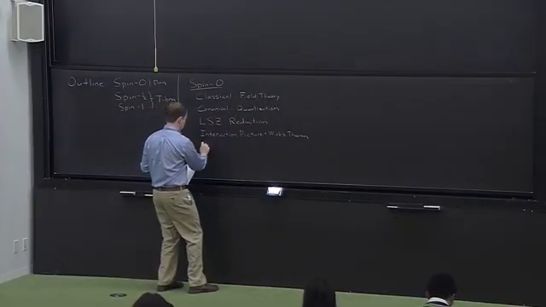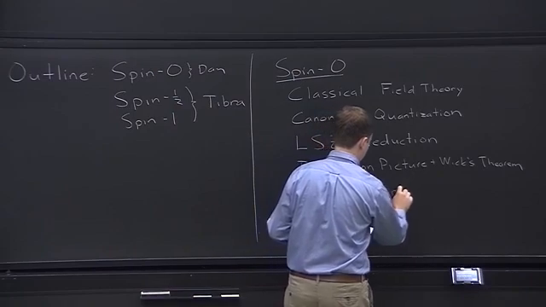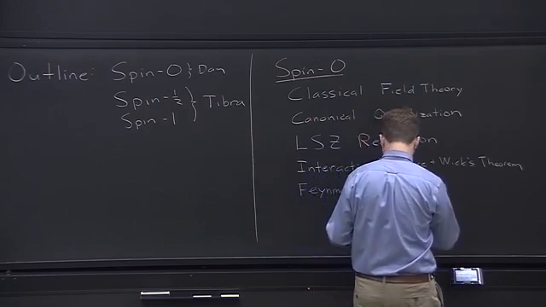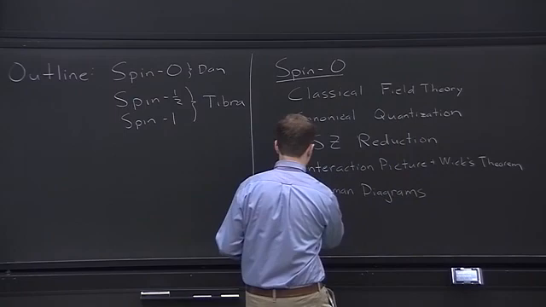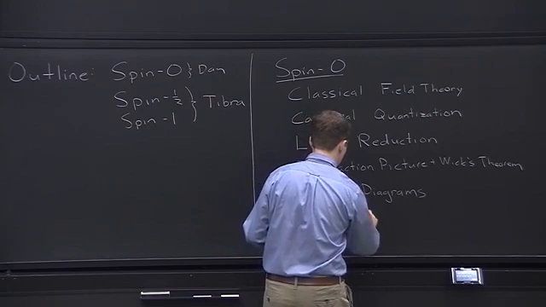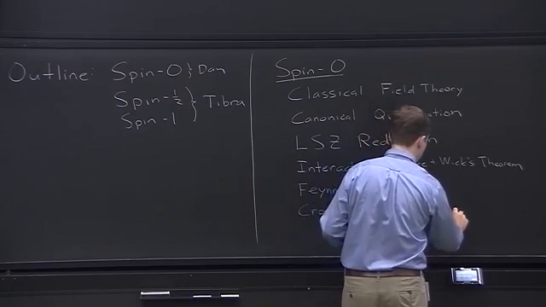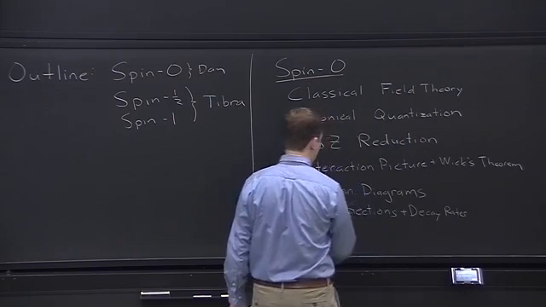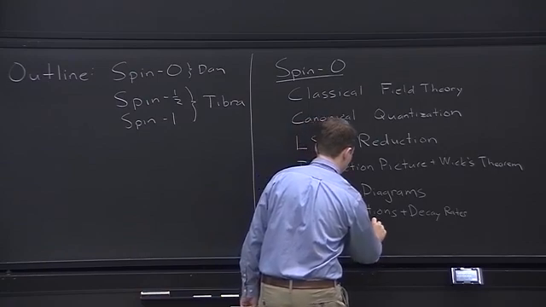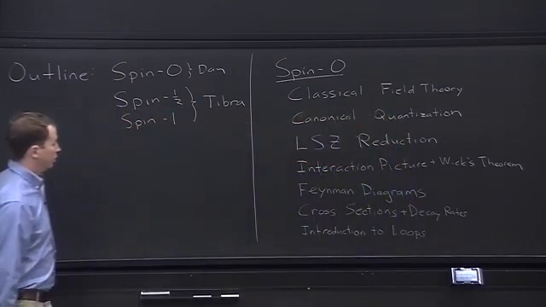Then next week, we'll learn a different but equivalent way of calculating scattering amplitudes. And finally, we'll relate scattering amplitudes to observable quantities, such as cross-sections and decay rates. And in the final lecture, we'll have a brief introduction to what happens beyond leading order in perturbation theory.